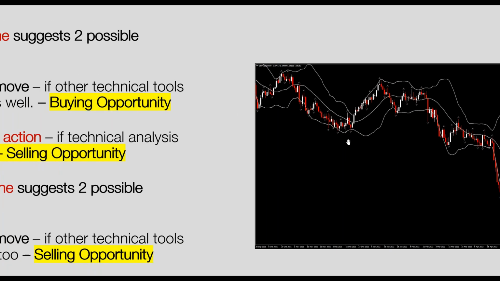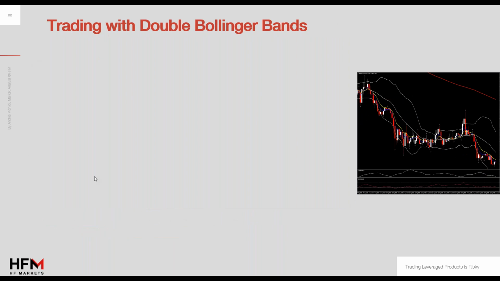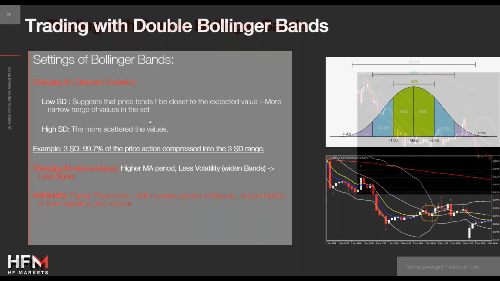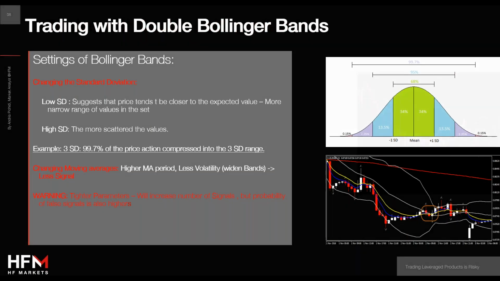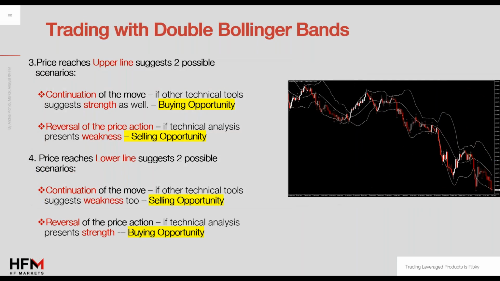But in some cases, we might see reversal. So we need to be patient enough to wait for confirmation in order to find out whether we have a continuation of the move scenario or a reversal of the move scenario. Because if it just touches the upper or the lower Bollinger Band, it doesn't really mean anything. It means something if we get the confirmation whether it will be a continuation of the trend or a reversal. So that's why we need to wait for the next candle.